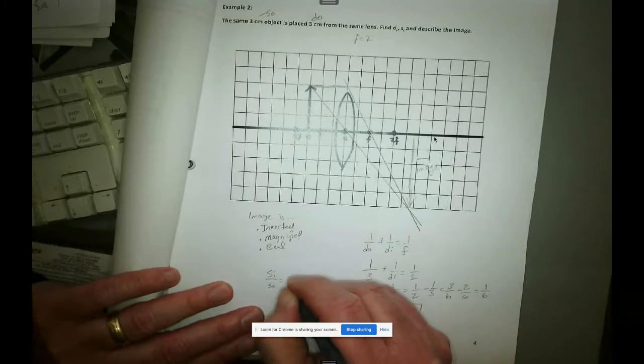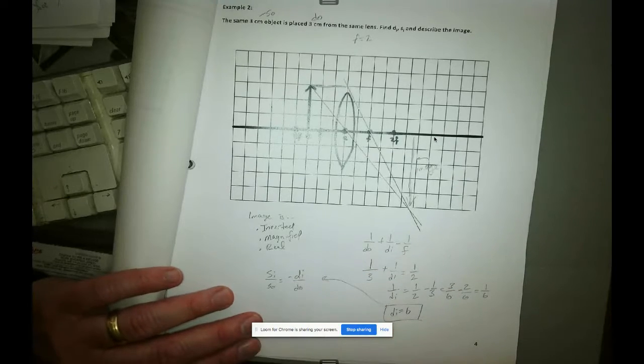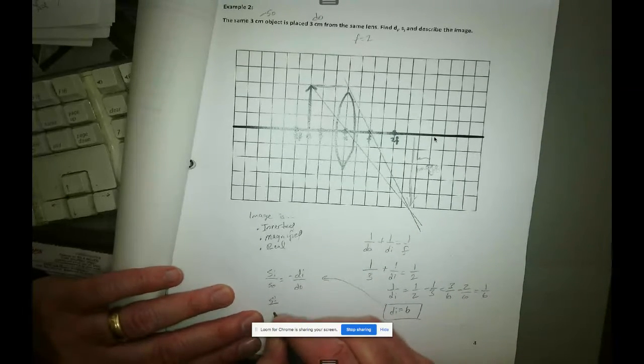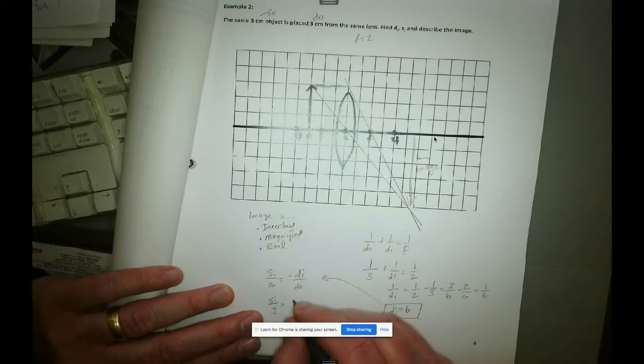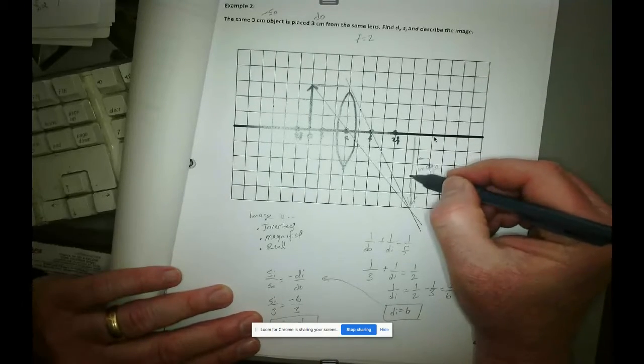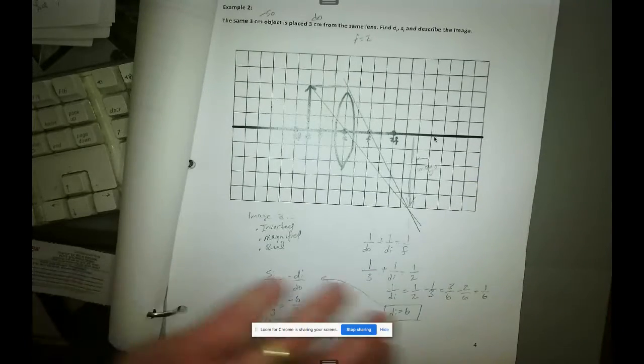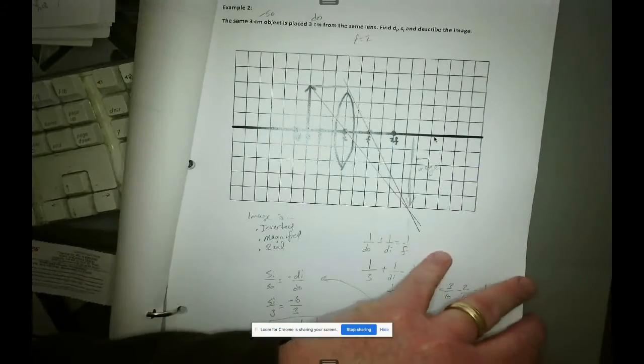And then I'll do this over here. sI over sO is minus di over dO. Plug that in here. So sI over 3 is minus, di was 6 and dO was 3. And I get sI is minus 6. And if you look at it, 1, 2, 3, 4, 5, it's not quite as long as it should be, okay, but about 6. And negative meaning it's inverted again.